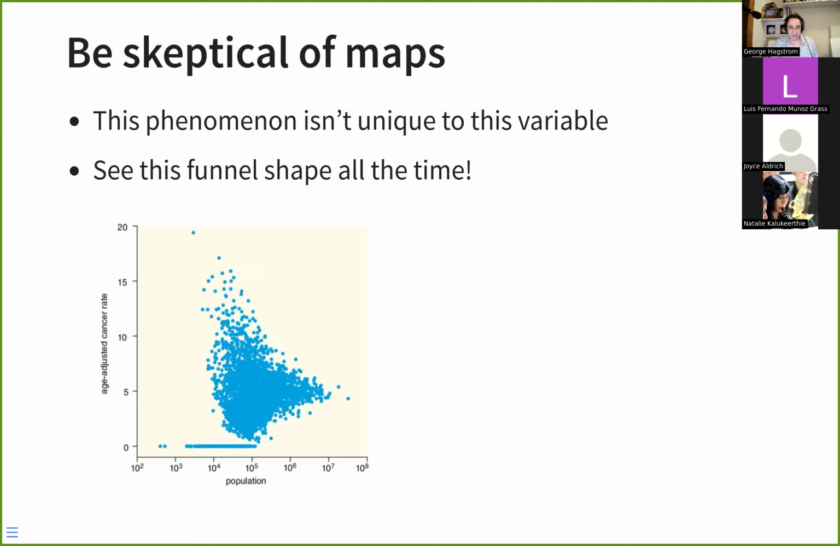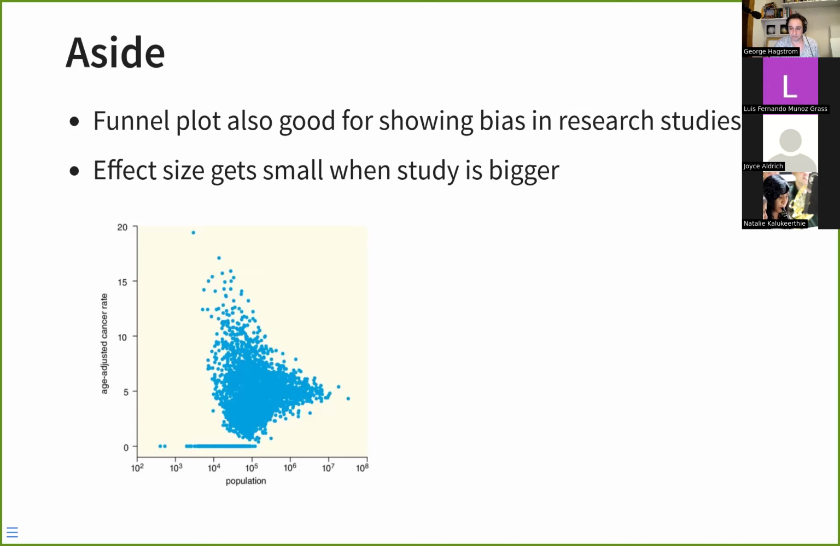So the lesson of this little data analysis exercise is that you should be skeptical of maps. You should be skeptical of any comparison of groups of different sizes, and you should always incorporate what you know about the variance of your estimates.